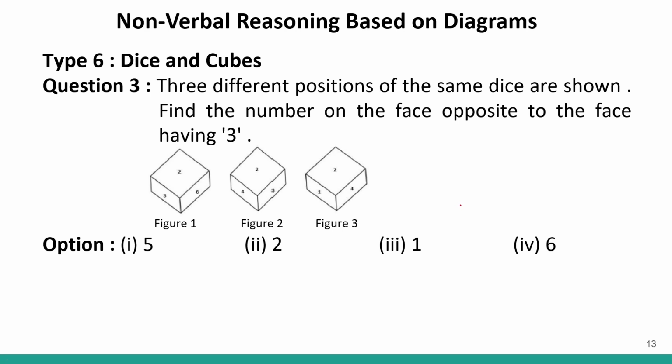Clear? Question number 3. In question number 3, again, 3 different positions of the same dice, and we have to find the number opposite to the face having 3. So opposite to the face having 3.